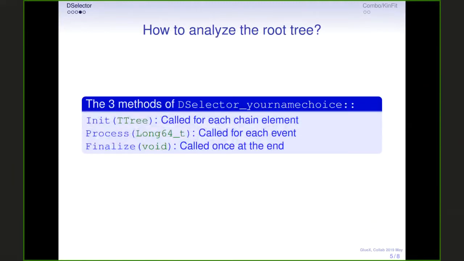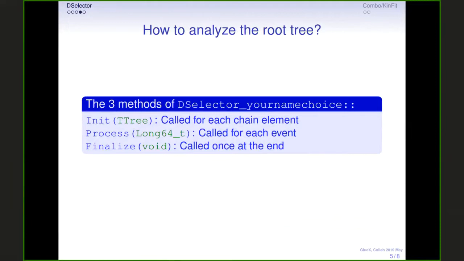Okay, so now remember the selector_your name choice that I mentioned at the beginning. In that code, in the .C file, you have three methods defined: one is called init, one is called process, and one is called finalize. They are basically overriding the methods that were provided by TSelector, which is part of the root libraries.